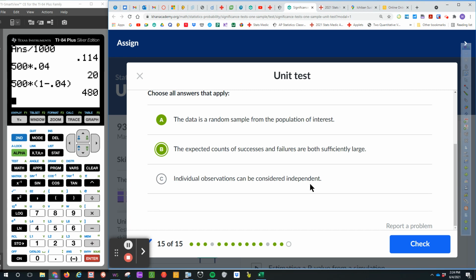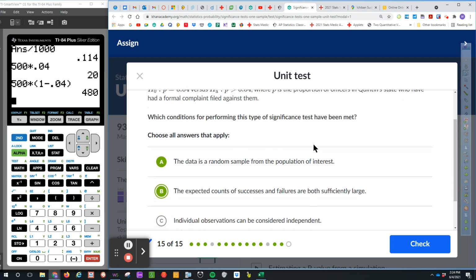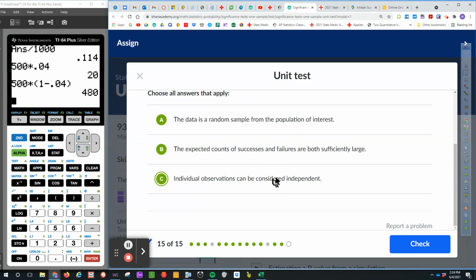The individual observations can be considered independent. Independent observations? Well, yeah, I'm doing a recording. So those 3.